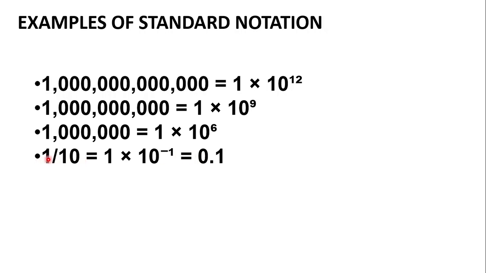So first write 1 over 10 as 0.1. In standard notation, simply shift the decimal so that it starts with 1. When you shift the decimal to the right, it becomes 1 times 10 to the power minus 1. So this is the standard notation of the number 1 over 10. 1 over 100, which is the same as 0.01, is 1 times 10 to the power minus 2.